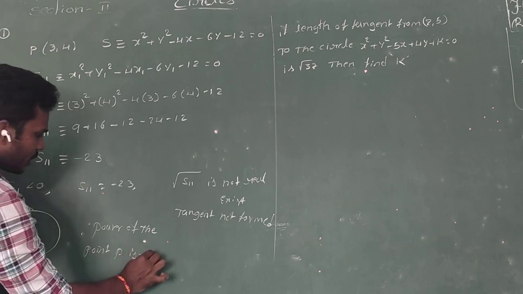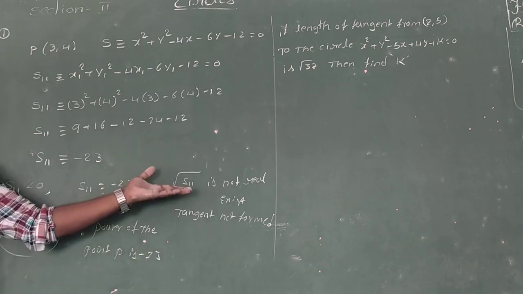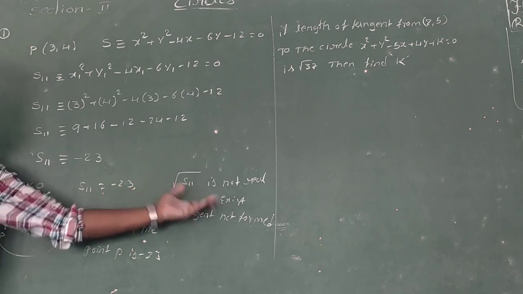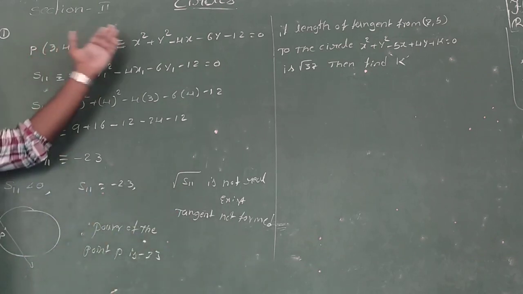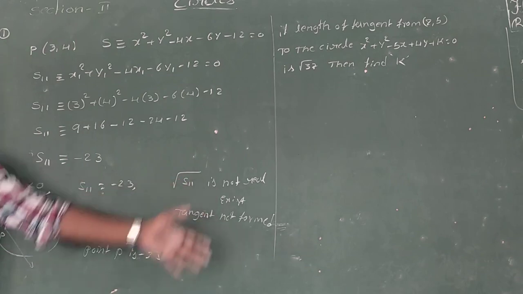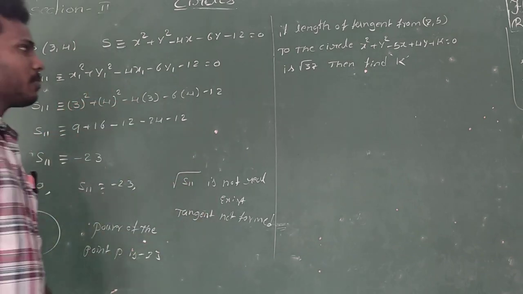P is minus 23. Since S11 is negative, the root becomes imaginary, so no tangent will be formed from the point P. Why? Because if you draw a line through P, it will become a secant, not a tangent. So that's why a tangent is not formed. So this is the given point and circle; you can conclude using the three conditions at a time. Okay, let's see the second example.